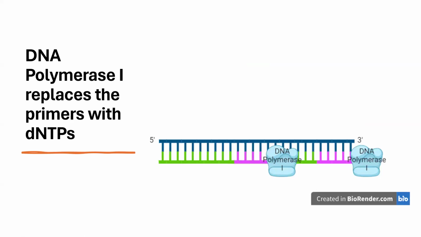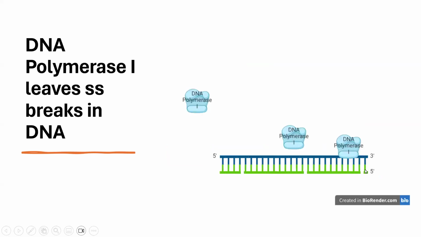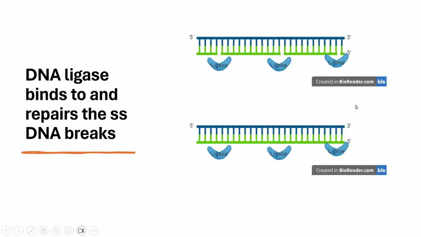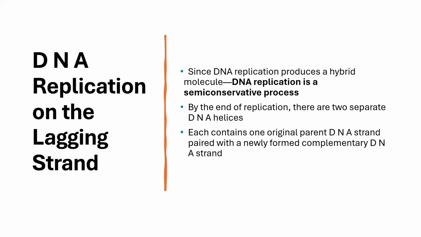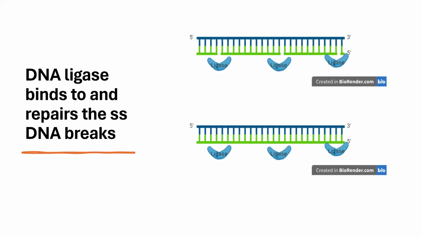Now, eventually, your DNA polymerase 1 is going to come in and replace all of these primers with DNA, which is going to leave you with a bunch of little single-stranded nicks or breaks, right? And so that means that ligase is going to come in and bind to either side and then ultimately repair those nicks by forming the bonds between the 3' OH and the 5' phosphate. Then you get a whole DNA strand.